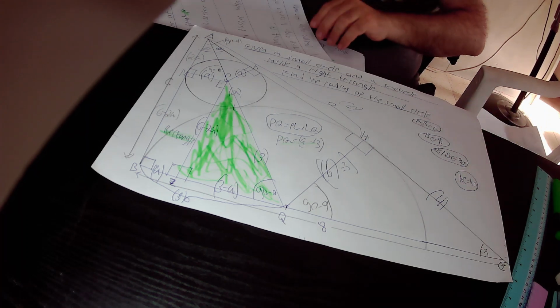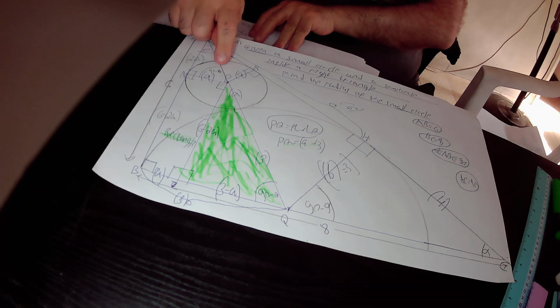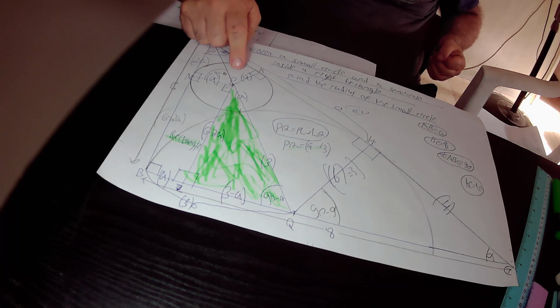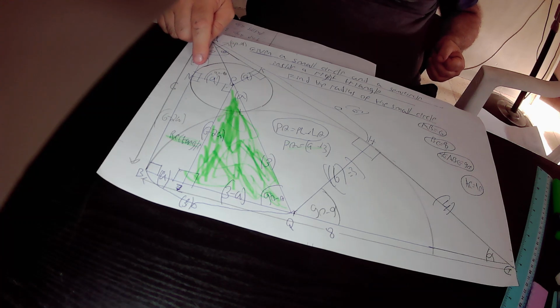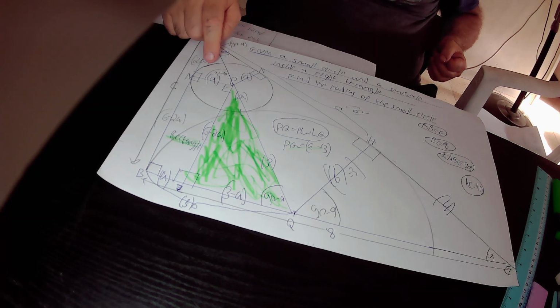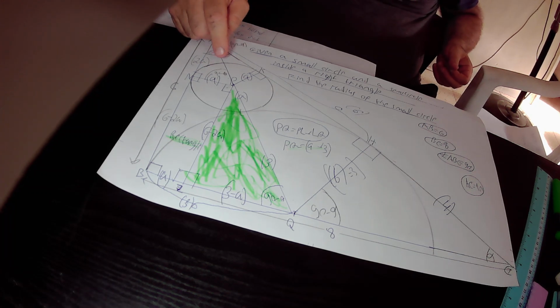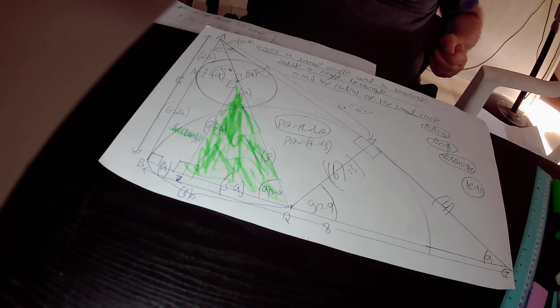In the next step, we join points P and N together by a straight line. Point P is the center of this small circle. Point N is a point on this small circle itself. Therefore, PN is the radius of this small circle. That is the radius that we are looking for in this question. We define the radius PN as A. Therefore, PN equals A.